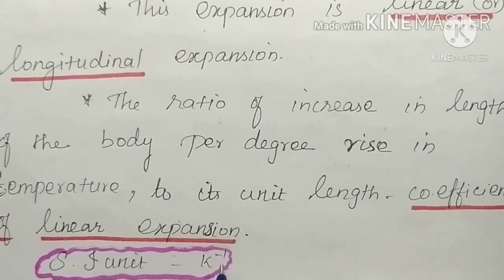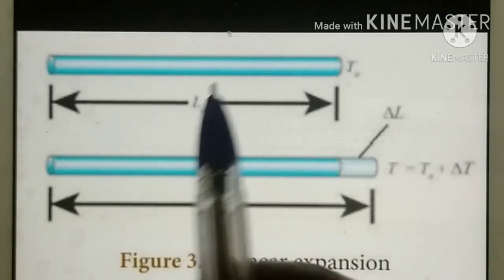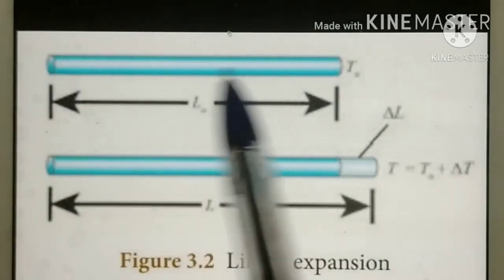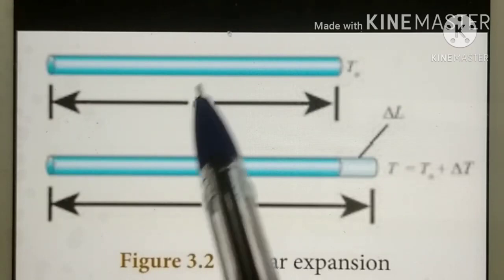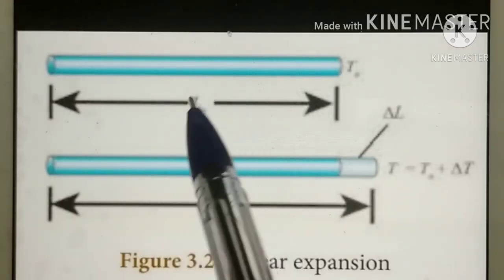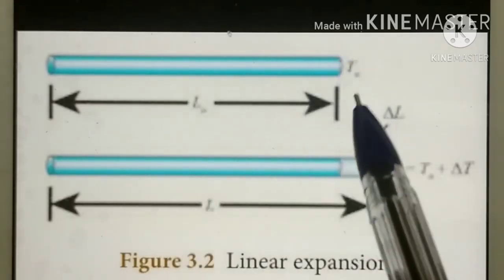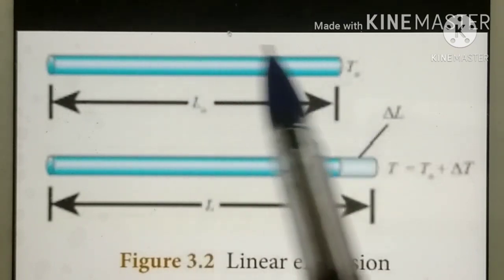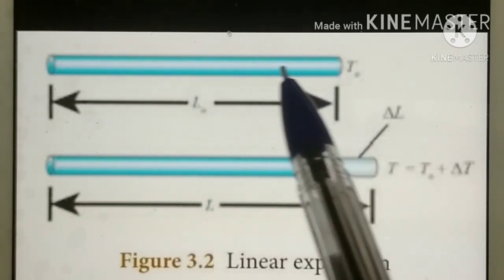The SI unit of this coefficient of linear expansion is Kelvin power minus 1. What's the SI unit of linear expansion? Kelvin power minus 1. Just see this example here. This is the rod. Before heating, let us take L0 to be the original length.